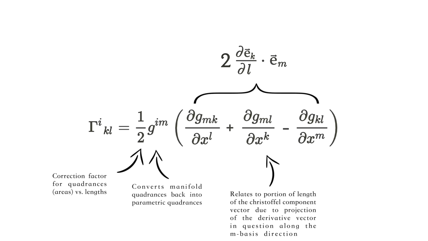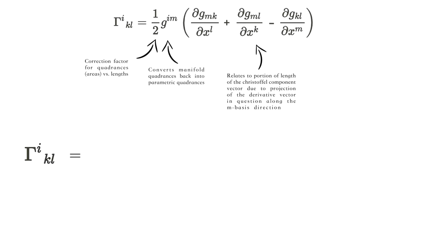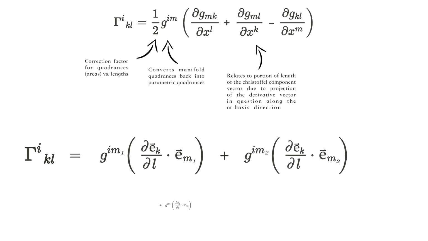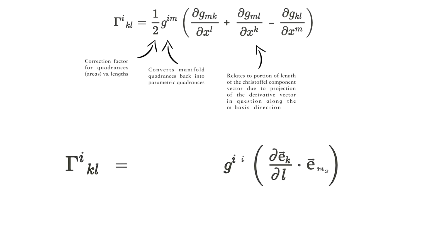If our bases are skewed, we need to sum the contributions from each basis dot product in turn, in order to get the total correct length of the Christoffel component vector. But if the bases are not skewed, then only the m equals i term ends up hanging around.